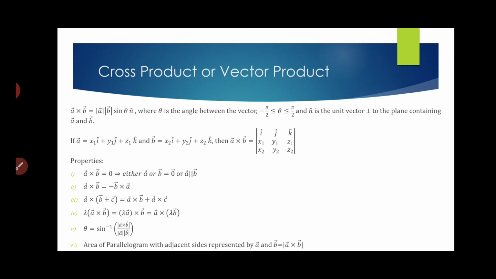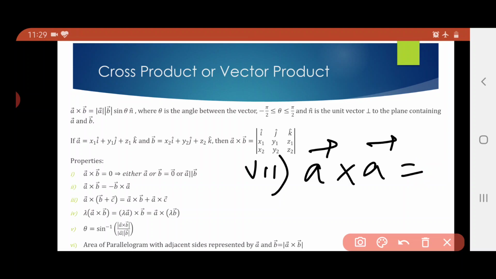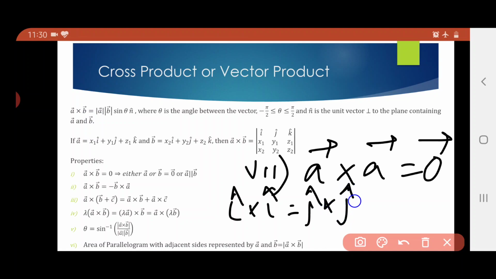Fair enough. Now again I missed another point which I should have written here, that is number 7. Now A cross A is equal to 0. If the same vector is cross multiplied with itself, then it gives me the vector 0. Why? Because obviously the angle between the same vector is 0, so therefore sine theta will become 0, and hence the cross product will be 0. And for the same reason, i cross i equals j cross j equals k cross k, and that is equal to 0. Fine.